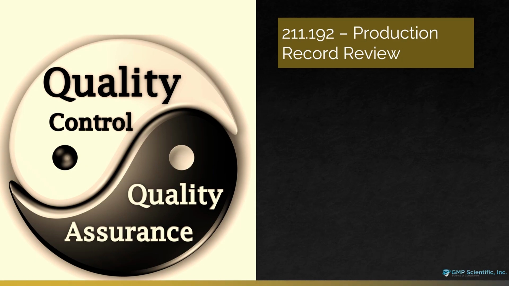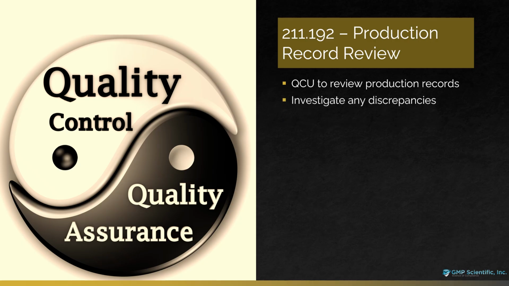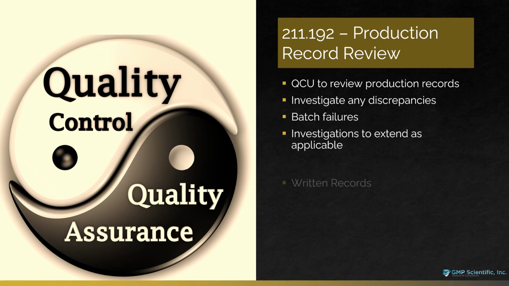Section 211.192 is the cornerstone of investigation requirements. It requires quality control review of production and control records before batch release. Any unexplained discrepancy or failure to meet specifications must be thoroughly investigated, regardless of whether the batch has been distributed. Investigations must extend to other potentially affected batches, and written records must include conclusions and follow-up.